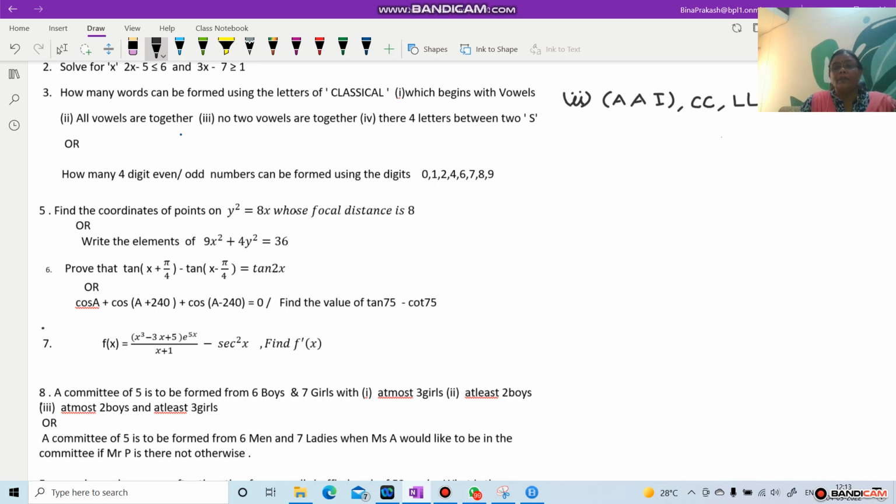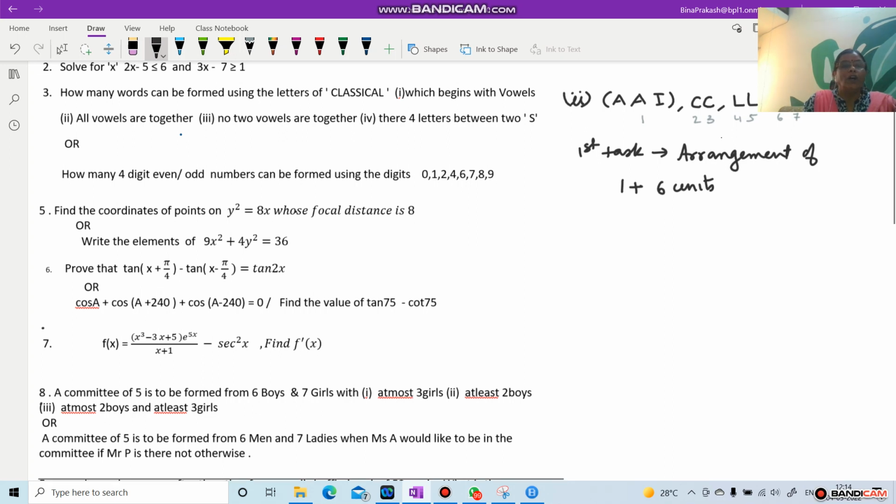So when you arrange these elements, we are arranging in such a way that we treat the vowels as one unit. This is second, third, 4, 5, 6 and 7. So how many units are to be arranged? The first task is the arrangement of 1 plus the 6 units. I've divided it into different units. So these are 6 units plus 1 unit. In how many ways can they be arranged? That is possible with the number of elements that you have, that is 7 factorial.